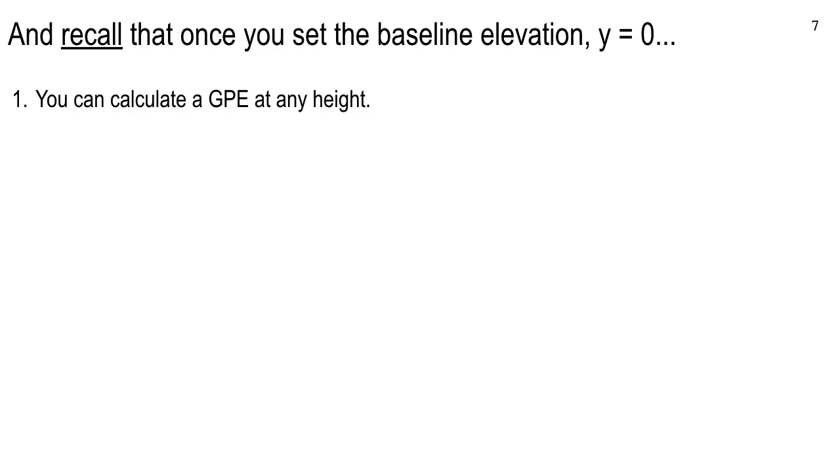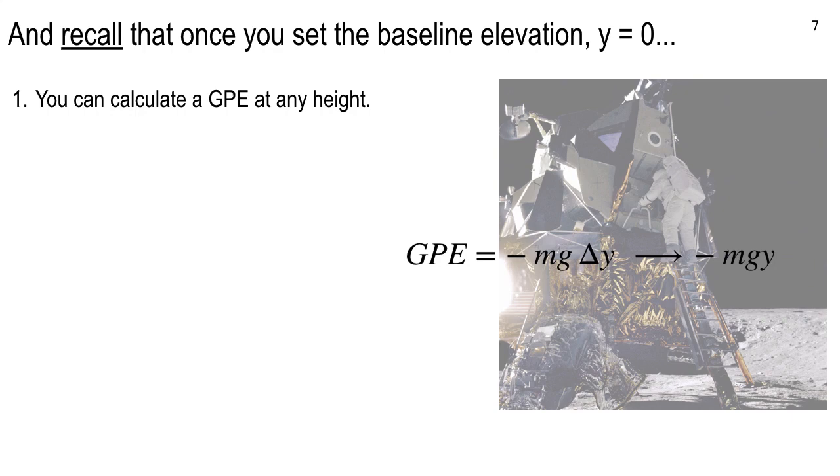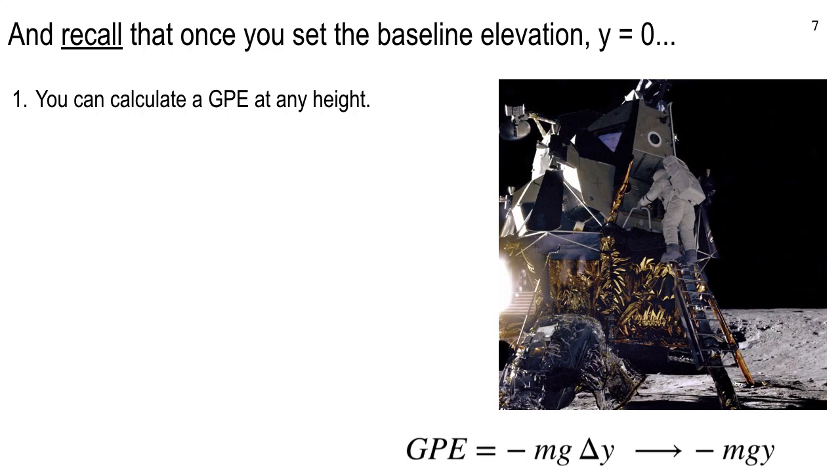Once you set the baseline elevation y equals 0, then you can calculate a GPE at any height, because your delta y is from the 0 point to whatever elevation you choose, either 6 meters or 2 meters or 50 kilometers. And we're going to be doing the space shuttle here in a minute, and it's going to be 50 kilometers up. So we're going to estimate the GPE of the space shuttle on orbit just before it comes down out of orbit. So that works out to minus mgy a lot of times.